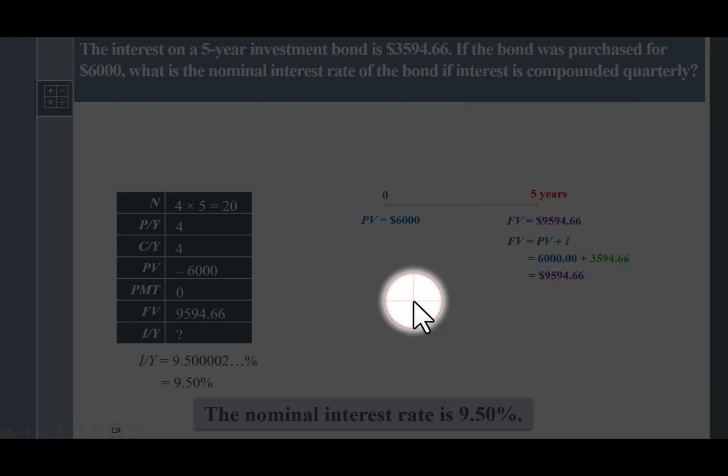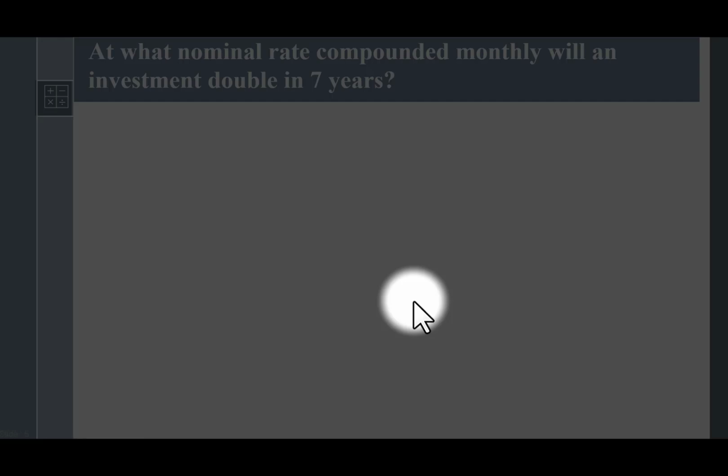Another question. At what nominal rate compounded monthly will an investment double in 7 years? So here they didn't give us the present value or the future value. They just said double. In this case, all you have to do is pick whatever value for the present value, double it as the future value. So if you pick the present value $1, future value will be $2. You pick $500, future value will be $1,000, and so on.